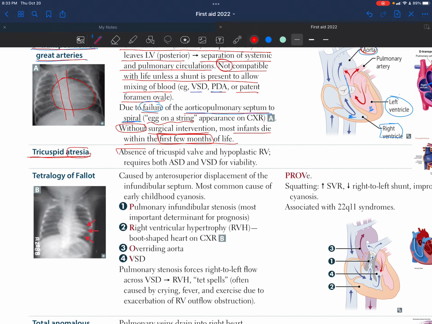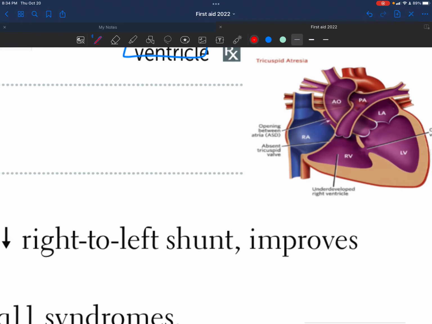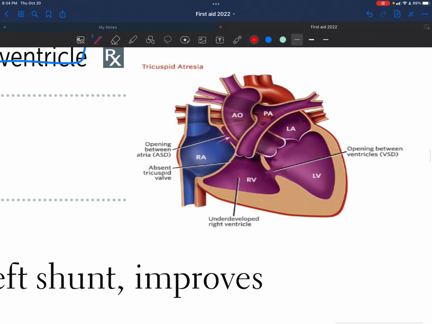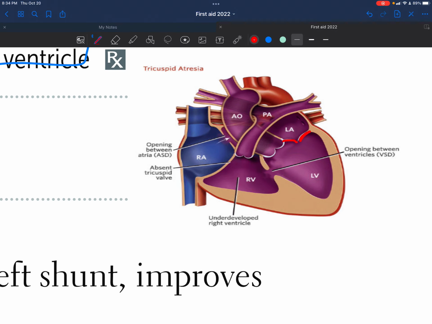Atresia basically means the absence. It's a complete absence of the tricuspid valve, and also a hypoplastic right ventricle, and it requires both atrial septal defects and ventricular septal defects for viability, in order for the newborn to stay alive. So basically, as you can see here, this is the valve between the left atrium and left ventricle, and that should exist normally. There should be an opening allowing blood to come through.